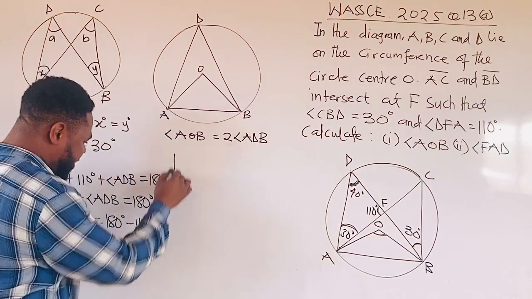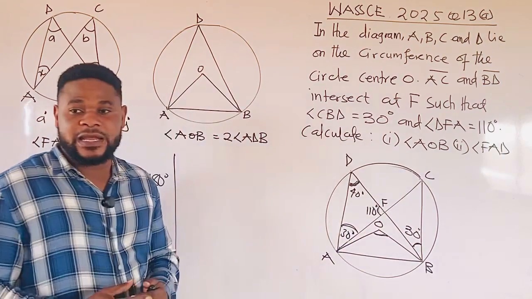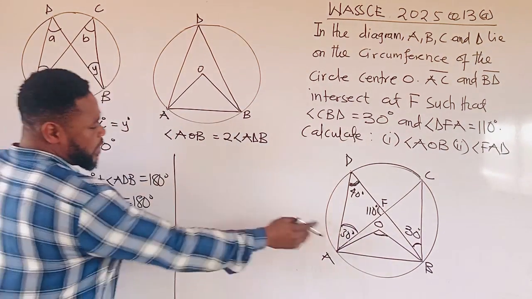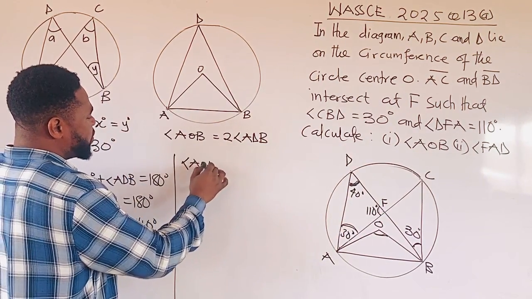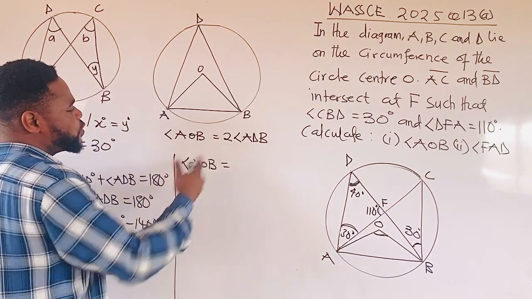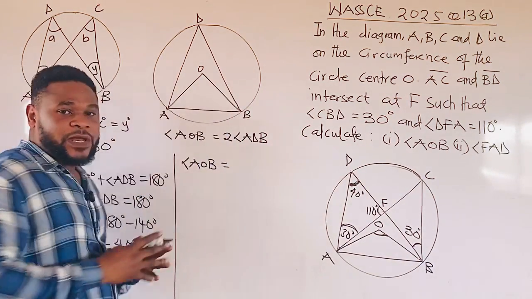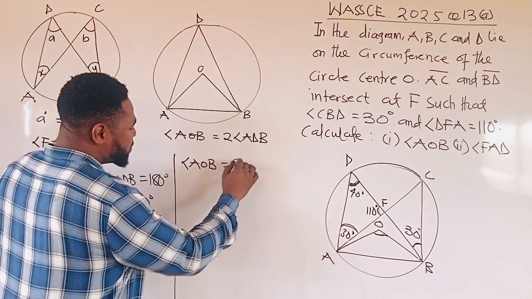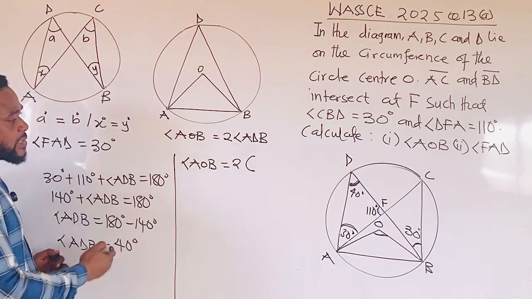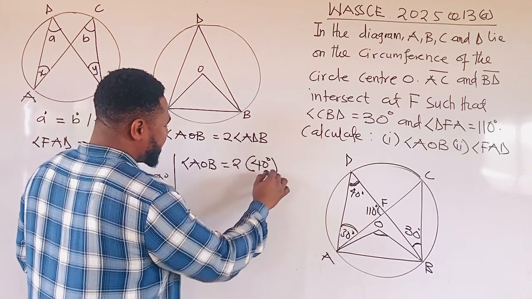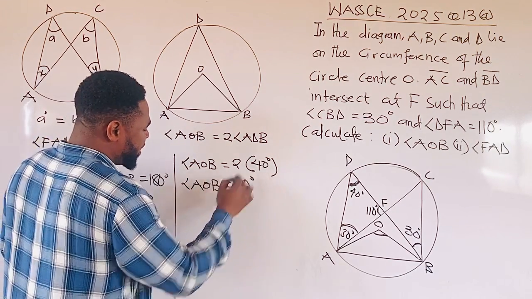Now with this property that we have here, since the angle is 40 here, we can get the angle at the center. All right, so we are looking for angle AOB. So we say that angle AOB will be equal to 2 times angle ADB with the property that we studied here. So we have 2 multiplying angle ADB, and our angle ADB is 40. So angle AOB will be equal to 80 degrees.